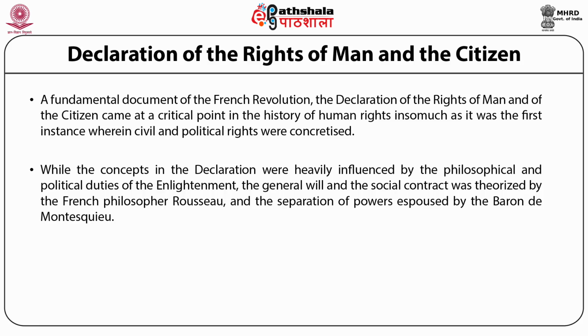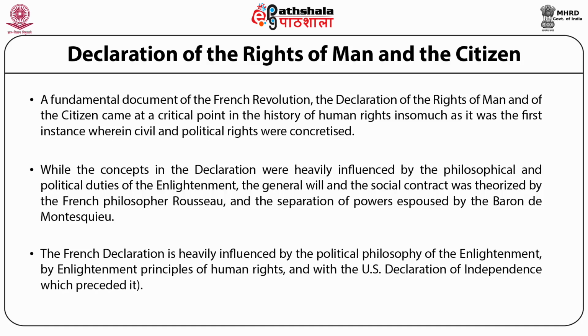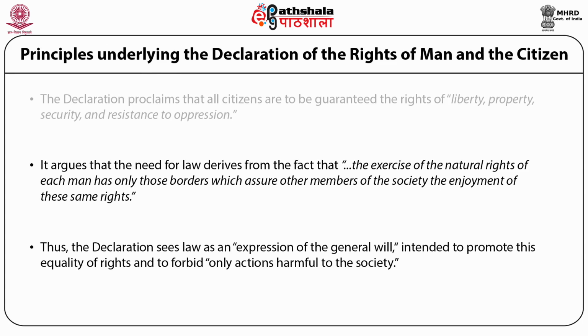One of the other driving forces behind the Enlightenment was the French philosopher Jean-Jacques Rousseau. And it was Rousseau's social contract that formed the basis of the Declaration of the Rights of Man and the Citizen. Another driving force of the Enlightenment was Baron de Montesquieu, whose famous theory of the separation of powers was also given effect to in the Declaration. The French Declaration, as I've said, was also influenced by the US Declaration of Independence, which preceded it. The Declaration proclaims that all citizens are to be guaranteed the rights of liberty, property, security, and resistance to oppression.